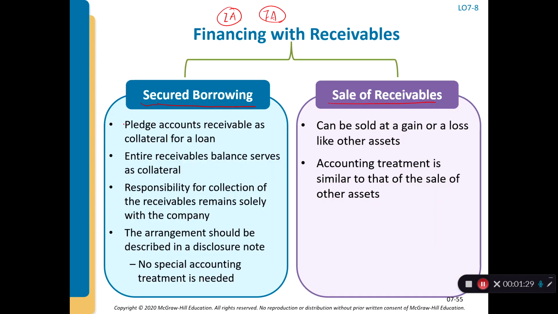Secured borrowing means that you use the receivable as collateral for a loan, and the entire receivable balance serves as collateral, and the responsibility for collection of the receivable remains with the transferor, meaning the one who has these receivables. The arrangement should be described in the disclosure notes, and no special accounting treatment is needed. But if you sell the receivables, then first of all, it can be sold at a gain or loss, like other assets, and the accounting treatment is similar to sales of other assets.